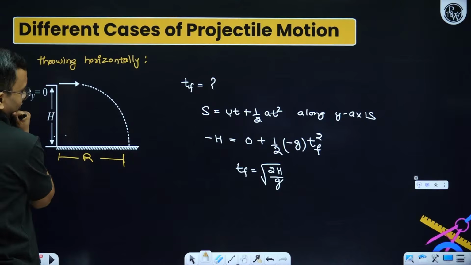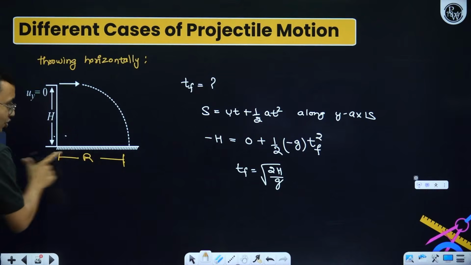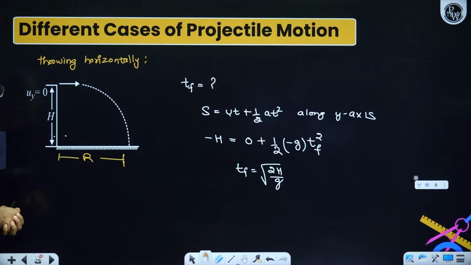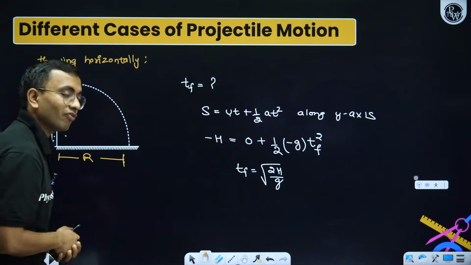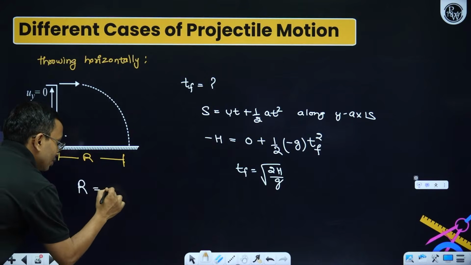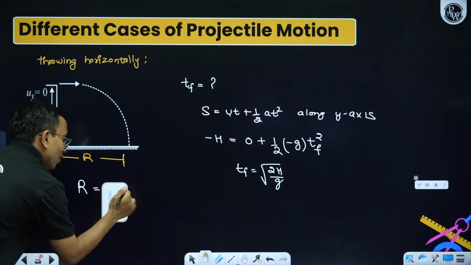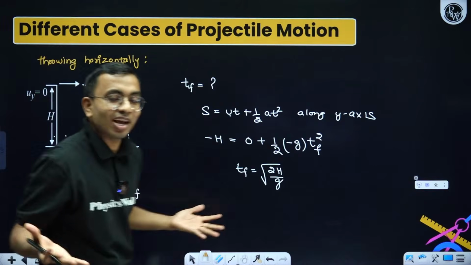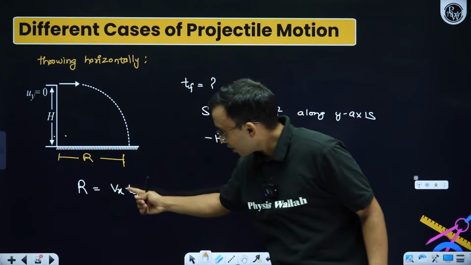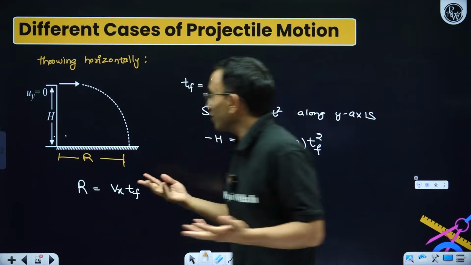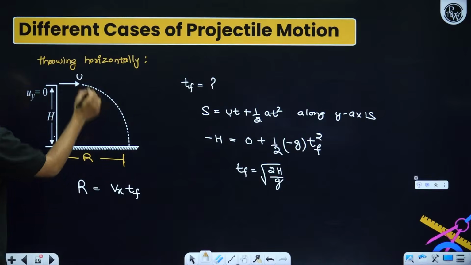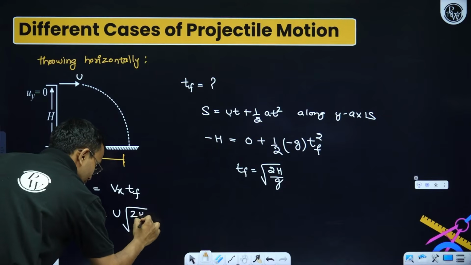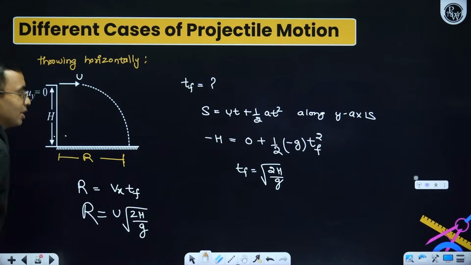Okay, so this is my time of flight. Then what will be the range? This range r. The distance it is traveling along x-axis, that is the range. In what time? In time of flight. So range will be equal to time of flight into the velocity along x-axis. Isn't it? Range is the distance along x-axis it covers. What is velocity along x-axis? That is the initial velocity u. It is throwing horizontally. That is u into root of 2h by g. This is my range.